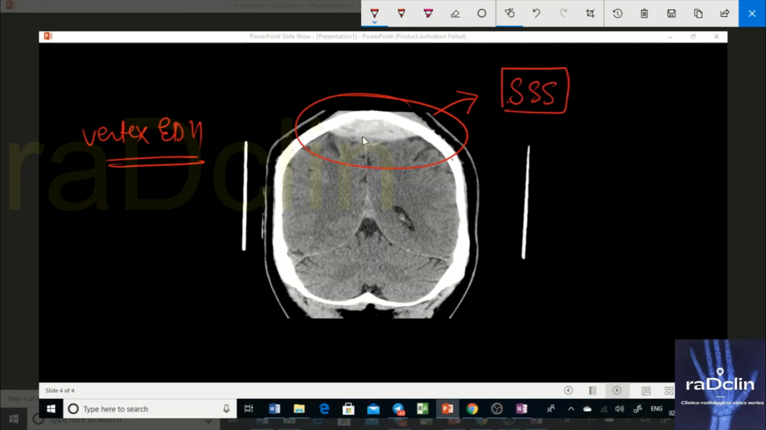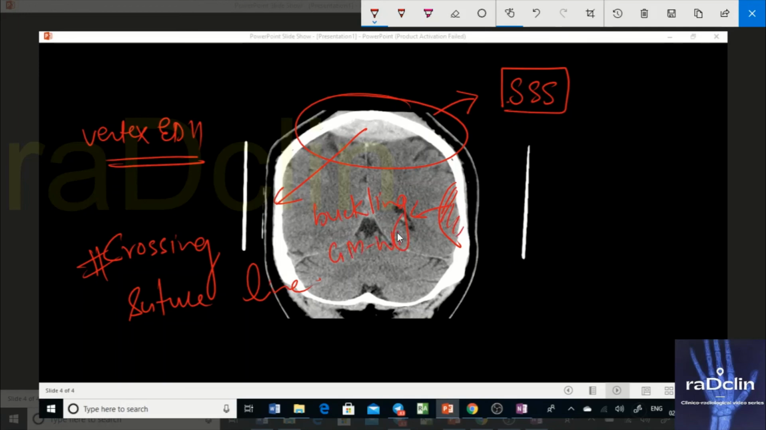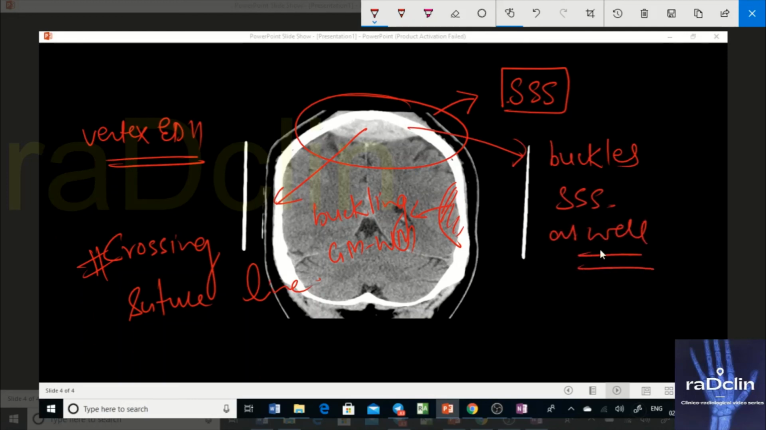As you can clearly see in this particular type of venous EDH, it is crossing the suture line. Okay, and it tends to buckle. Whenever there is an extra-axial bleed density like this, it tends to buckle the gray and white matter. Similarly, underneath is the superior sagittal sinus, so it buckles the superior sagittal sinus as well. So these are the three types of venous EDH that I showed you.